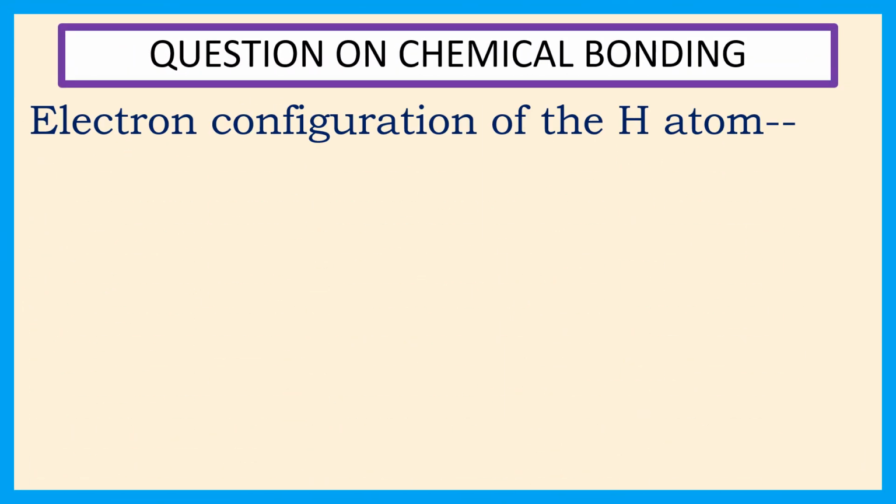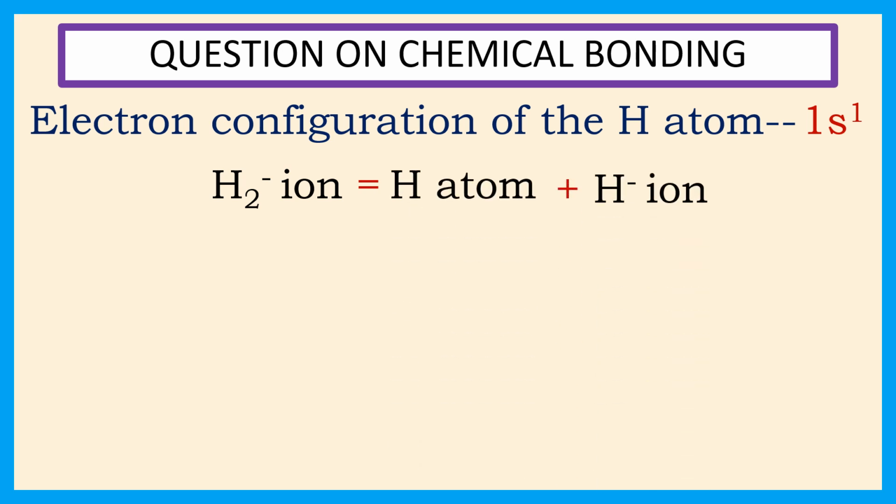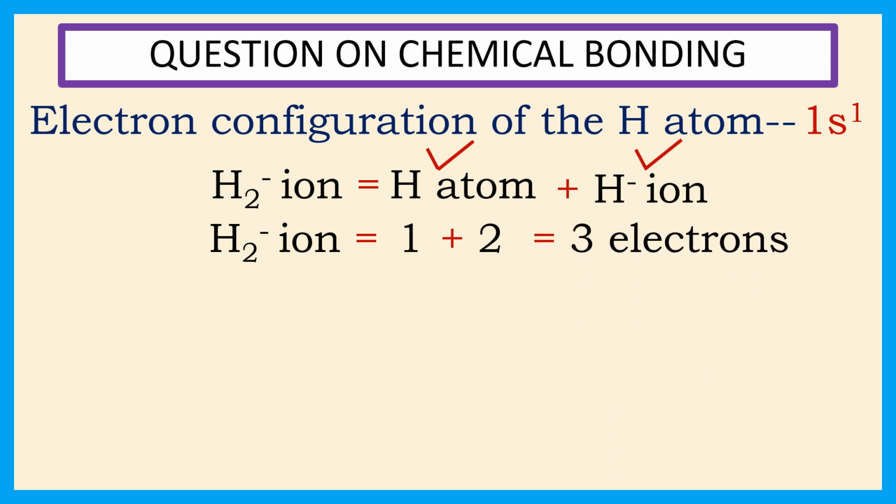The electron configuration of the hydrogen atom is 1s1. H2 minus ion is equal to 1 hydrogen atom and 1 H minus ion. Therefore, the H2 minus ion has 1 electron for 1 hydrogen atom plus 2 electrons for 1 H minus ion, which is equal to 3 electrons.